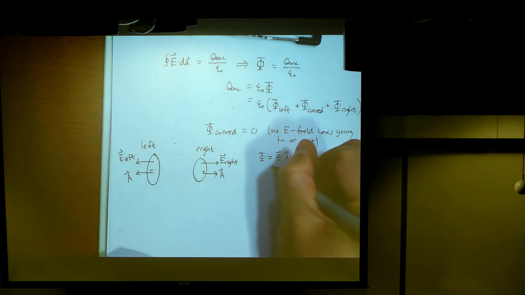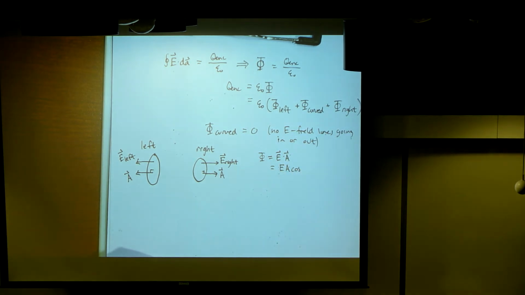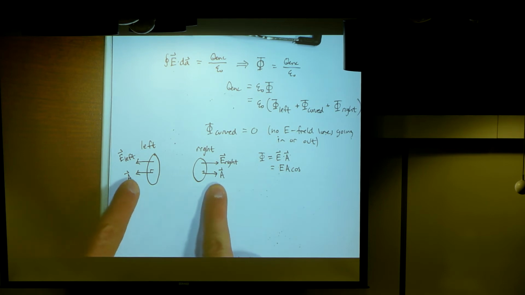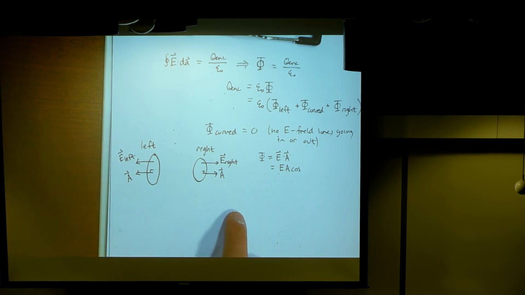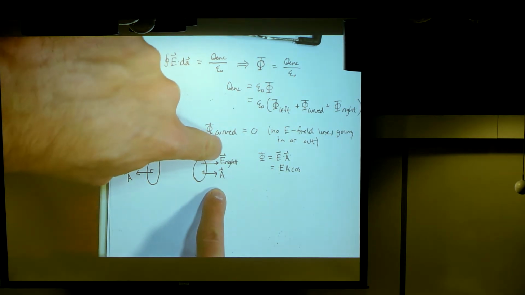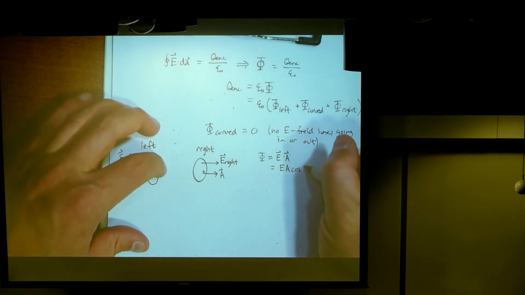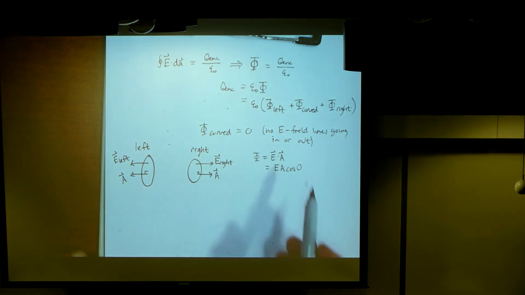which means we can take this to be E times A times cosine of, okay, tell me, for both of these cases, what is my angle between the E field and the A vector? It's 0. It doesn't matter if we're on this side or this side, because E and A just point in the same exact direction, so we have 0 for the angle. Okay, so when we take this dot product and express it in terms of an angle, we can plug in 0.